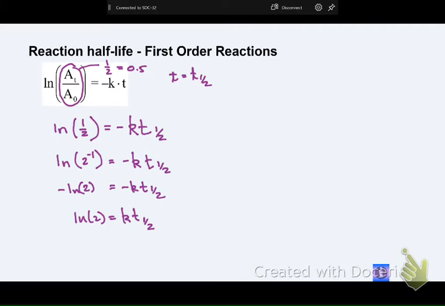And if I want an equation to relate to half-life, I can say t 1/2 is equal to the natural log of 2 divided by k. I could write that the other way too. I could say k is equal to natural log of 2 divided by t 1/2. And 0.6931, that's what the natural log of 2 is. Is it negative? No, because it's not a half anymore. I just turned it into 2 and got rid of the negative.